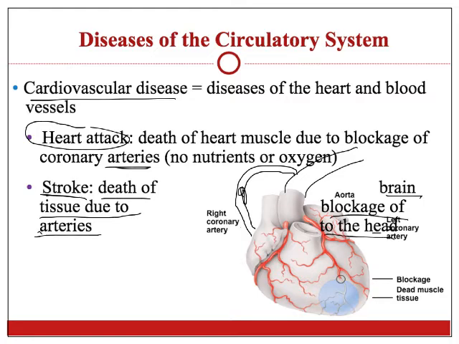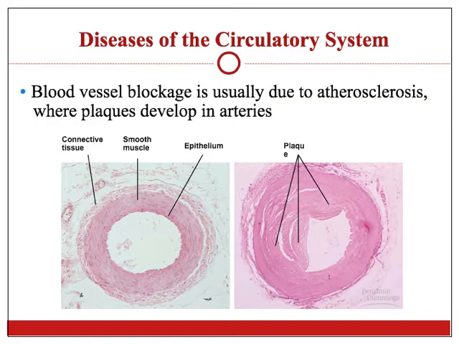So here, again, the aorta leaves the heart, and here's my brain up here. I'm going to have an artery that's going to go to the brain. If that artery is blocked, I'm going to have brain cells that will die, and that's a stroke. So you can kind of see that obviously a blockage of any blood vessel is an issue.